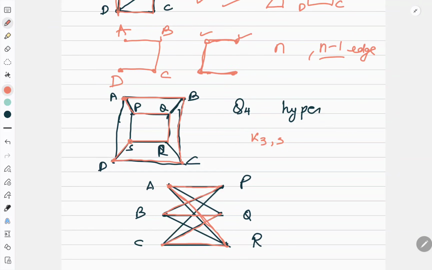Correct. So this is how I got a Hamiltonian cycle. Now here is one property you should remember: if I am talking about any complete bipartite graph Kmn, it will have a Hamiltonian cycle only if m is equal to n, but it is not valid for K11 because it won't form a cycle.